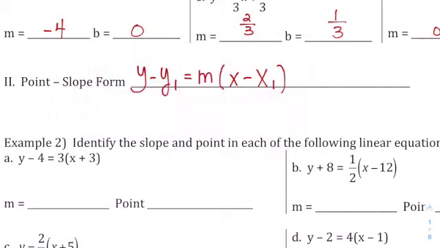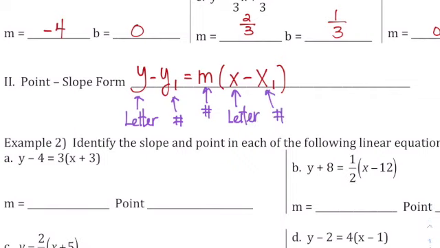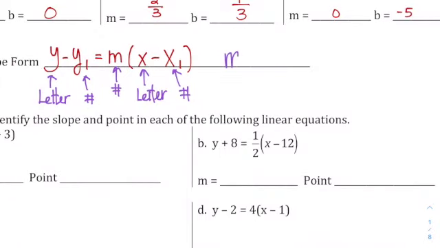I would like you guys to write down, this is a letter, and this is a number. Then this is also a number, and this stays a letter, and that is a number. So where are those numbers coming from? The m is the slope, and the x1 comma y1 is the point.